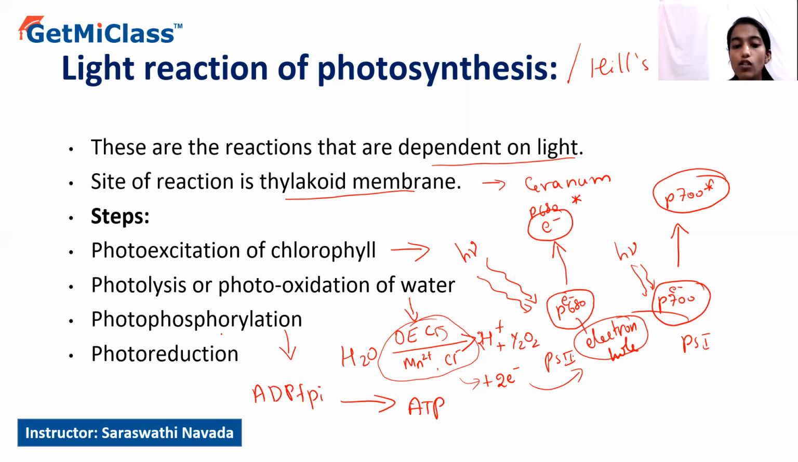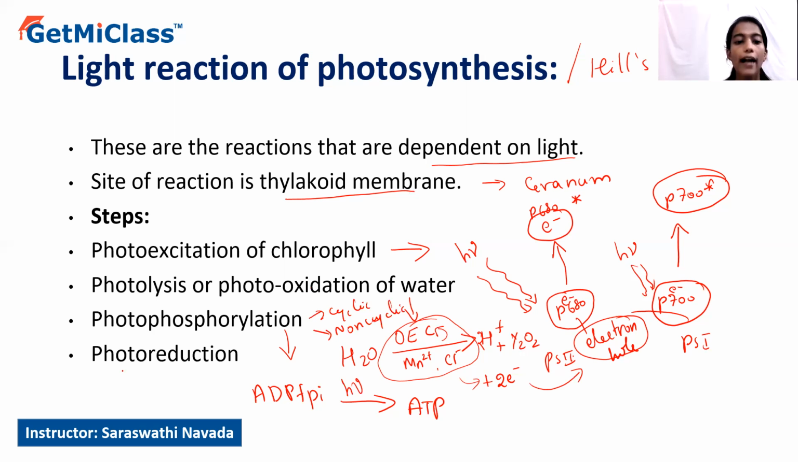So here the term photophosphorylation refers to addition of phosphate to adenosine diphosphate to form ATP, that is adenosine triphosphate. It occurs in the presence of sunlight or the light energy. So that's why it is called photophosphorylation. And in case of this photophosphorylation, there are mainly two types. One is cyclic and another one is non-cyclic photophosphorylation. Regarding that, we'll discuss in detail after discussing these steps.